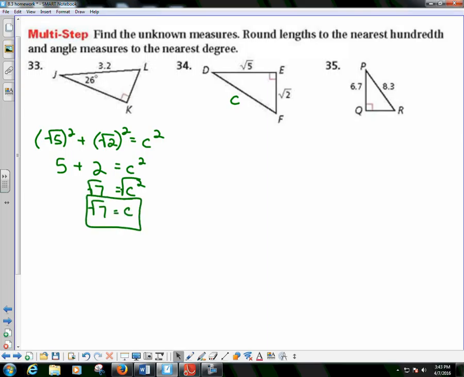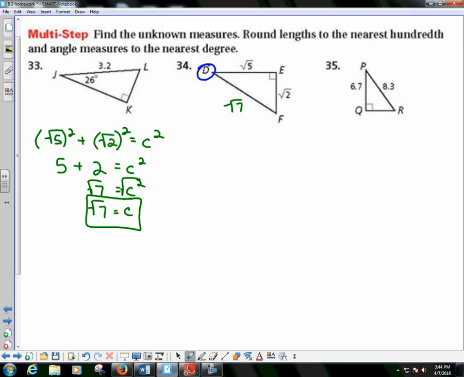All right, so we have that. I'm going to replace c with the square root of 7. And now I know all the side lengths, which means I can choose any angle and use any trigonometric function that I want to use. So I am going to randomly choose D because it's first in the alphabet. So with respect to D, I know the opposite, I know the adjacent, and I know the hypotenuse.